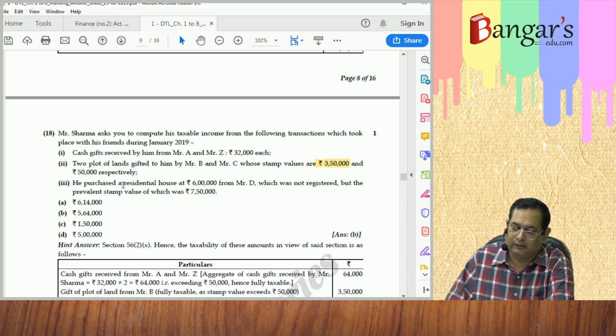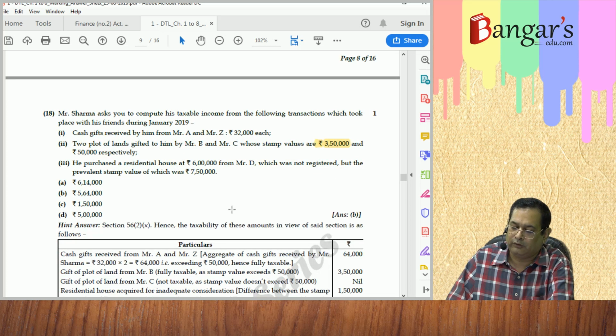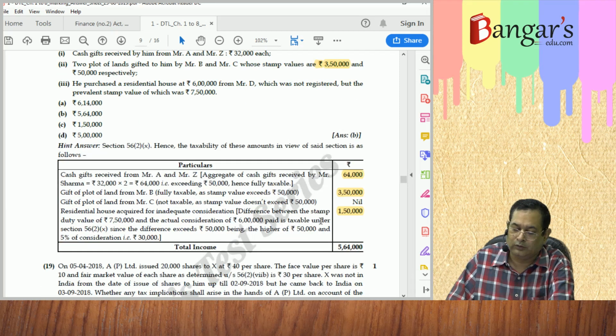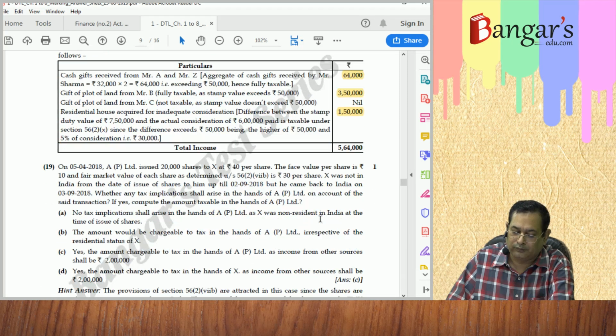And Mr. E has purchased a residential house of 6 lakh rupees from Mr. D, which was not registered, but the present stamp duty value is 7 lakh 50,000. The difference between the stamp duty value, that is 7 lakh 50,000 minus 6 lakhs, exceeds 5% of the consideration, so paid 30,000 or rupees 50,000, whichever is higher. Hence, this amount will be what? Taxable. So this is taxable. One plot is taxable where SDV exceeds 50,000 rupees and cash gift is also taxable. So the total income will be 5,64,000 rupees.